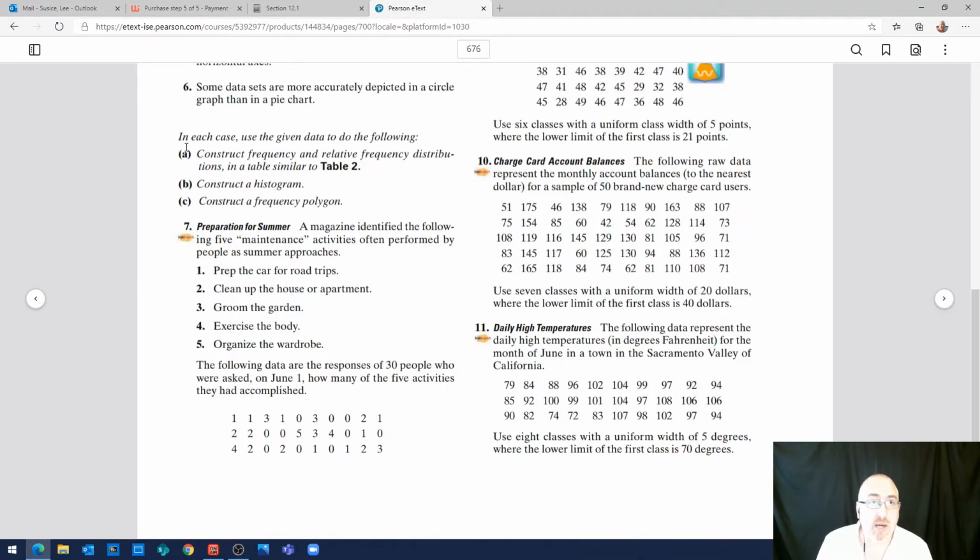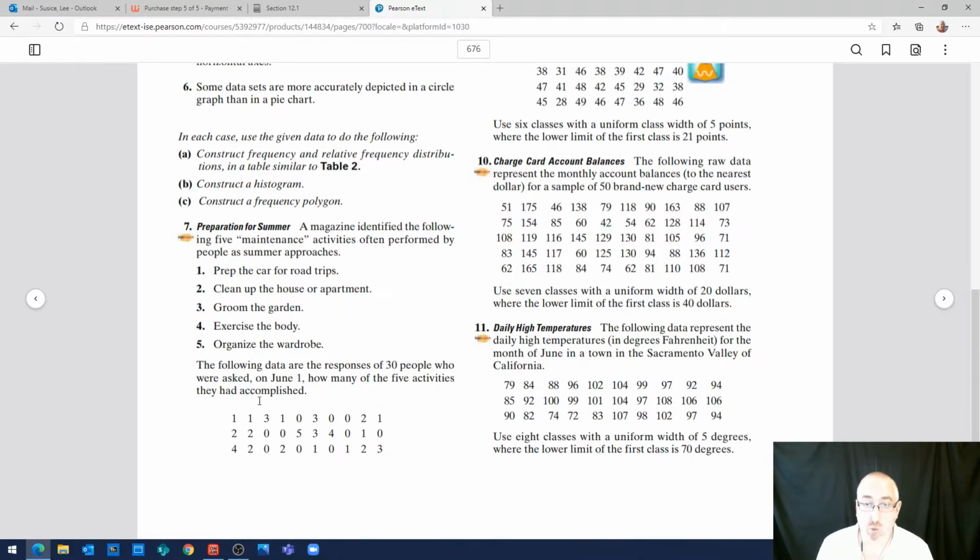For the directions, in each case, use the given data to do the following. For part A, construct a frequency and relative frequency distribution in a table similar to table 2. So what do we got? A magazine identified the following 5 maintenance activities often performed by people as summer approaches. Number 1, prep the car for road trips. Number 2, clean up the house or apartment. Groom the garden, exercise the body, organize the wardrobe. The following data are the responses of 30 people who were asked on June 1st how many of the 5 activities they had accomplished.